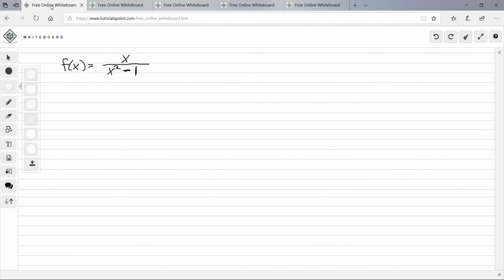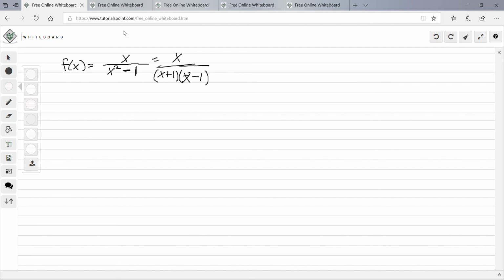f of x equals x over x squared minus 1. First step, I'm going to see if it can be simplified. So this top stays the same. This is a perfect square, so it's going to be x plus 1, x minus 1. Okay, so since nothing cancels, there's no hole in the graph.